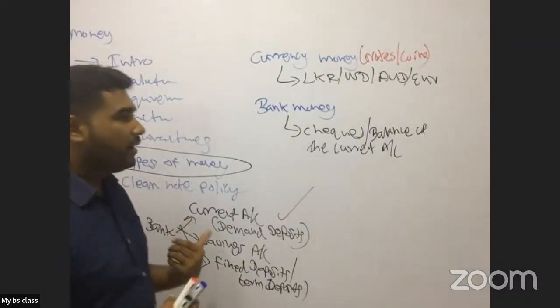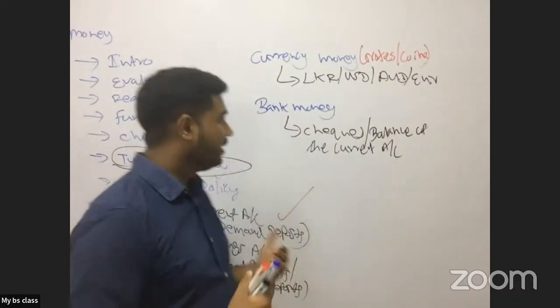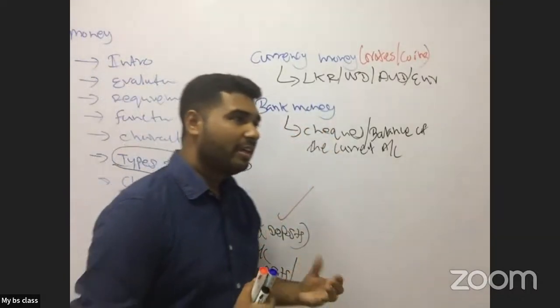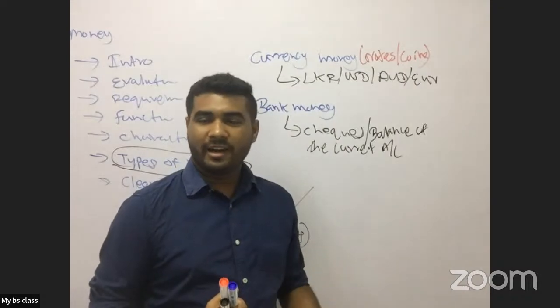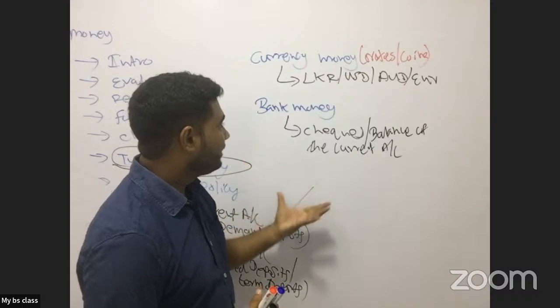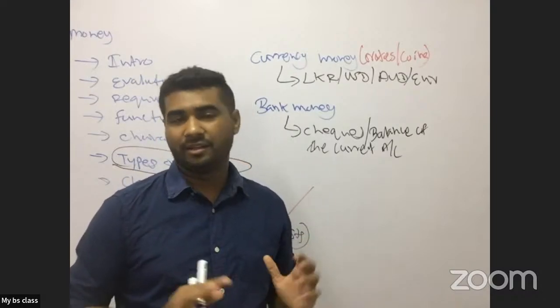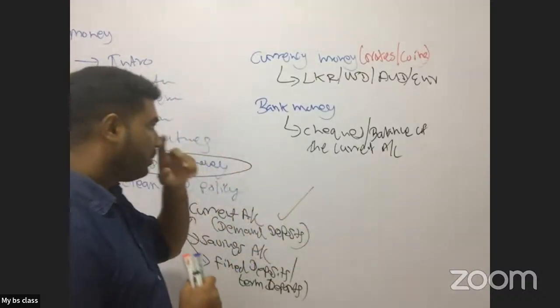Now, here is what students misunderstand, the common mistakes they make. Sometimes they think debit cards and credit cards are categorized under bank money. They think, it's issued by a bank, but it's not like that. Bank money is all about checks.